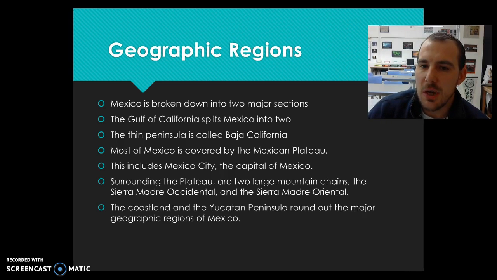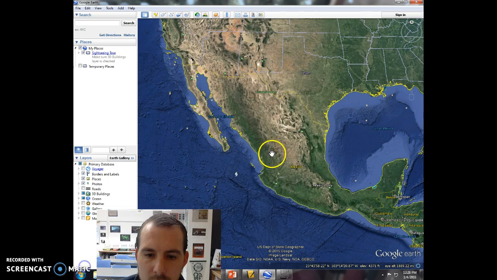However, most of Mexico is covered by the Mexican Plateau, and this includes Mexico City, which is the capital of Mexico. Surrounding the plateau are two large mountain chains, which we'll show you in a minute. They're the Sierra Madre Occidental and the Sierra Madre Oriental. The coastline and the Yucatan Peninsula round out the major geographic regions of Mexico.